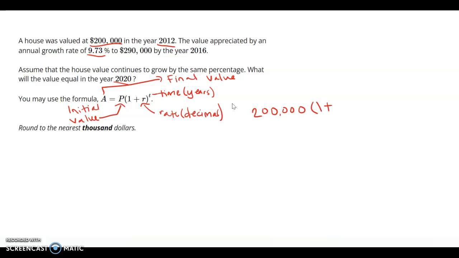Our rate is 9.73%. Now we need that as a decimal, and so we need to move that 2 places to the left. So that'll be 0.0973. Now the years from our initial value to our final value, well, started in 2012, they want us to find out what it's going to be in 2020. So how many years? Well, that would be 8 years. Now that's going to be our whole equation. A, our final value, is going to equal this.